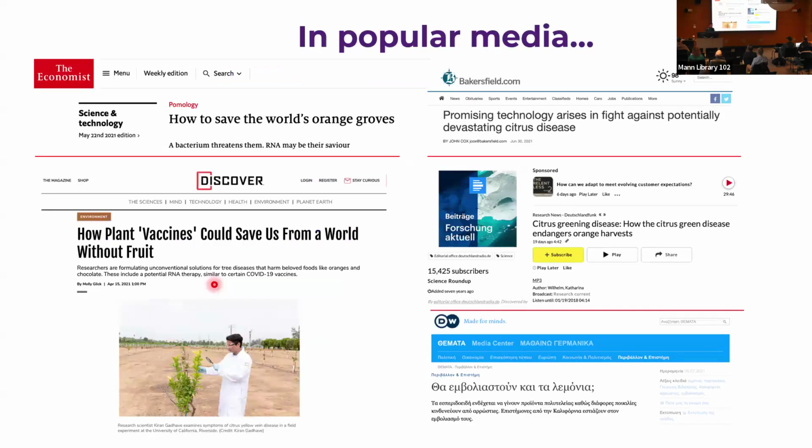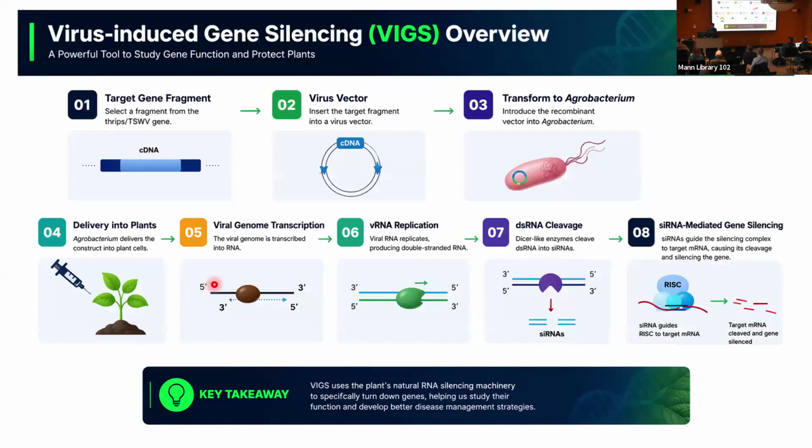This work received a lot of worldwide media attention. Let's look at the virus-induced gene silencing real quick. You basically have the target gene fragment of thrips or tomato spotted wilt virus, which is inserted in the CYVV backbone in this case, which is then cloned into agrobacteria and then introduced into plants using what is called agroinfiltration.